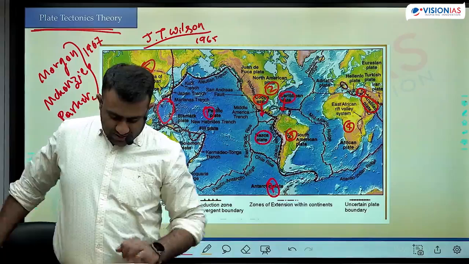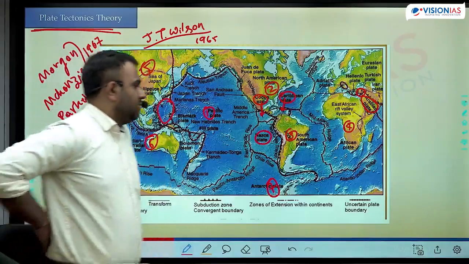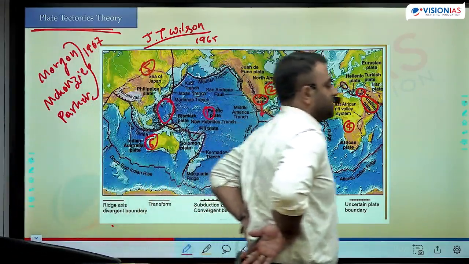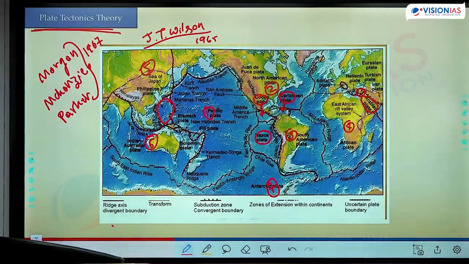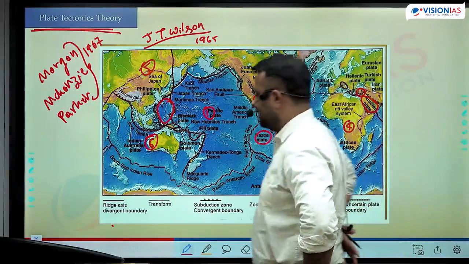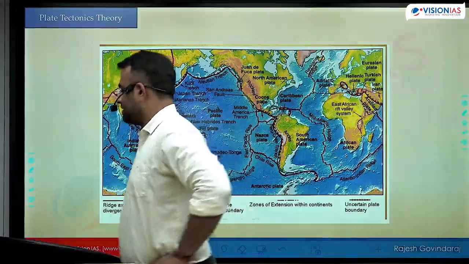The plate tectonics theory believes that these plates are not completely static, being present over the asthenosphere. They are in continuous movement. They're capable of continuous movement. They move in different directions. And that results in 3 types of boundaries.